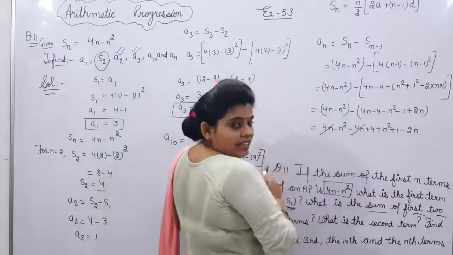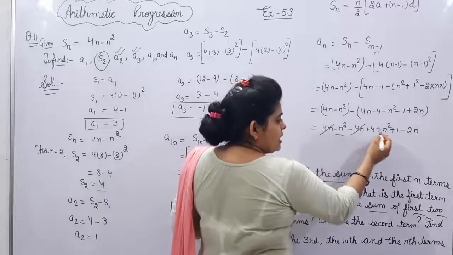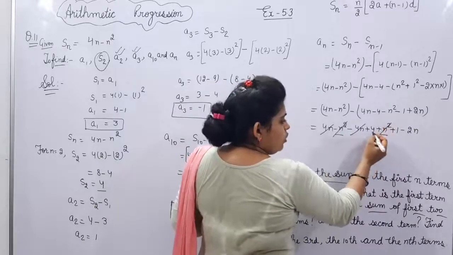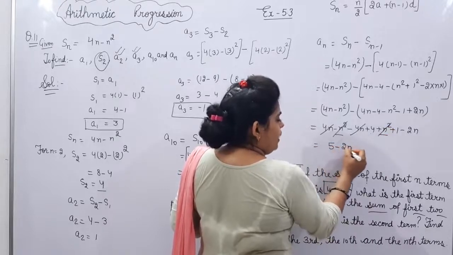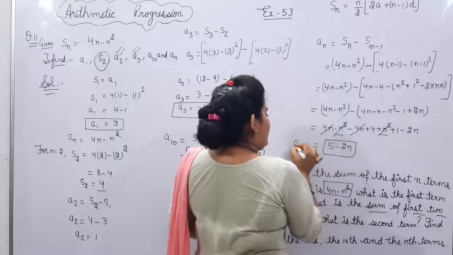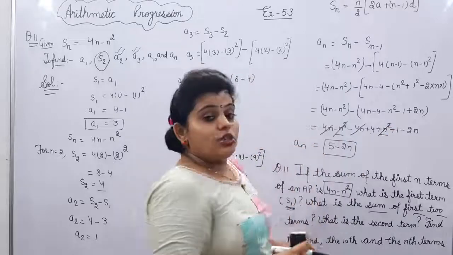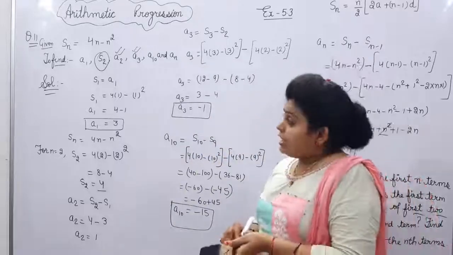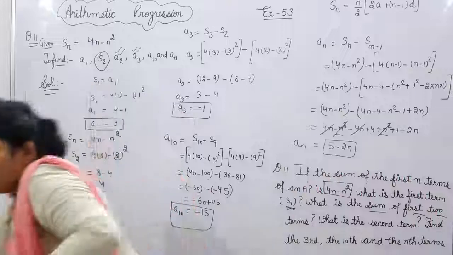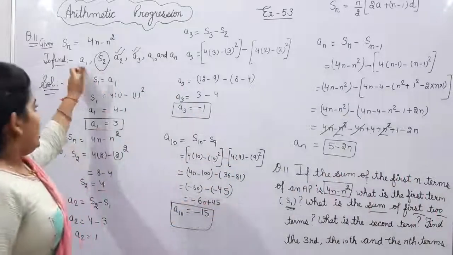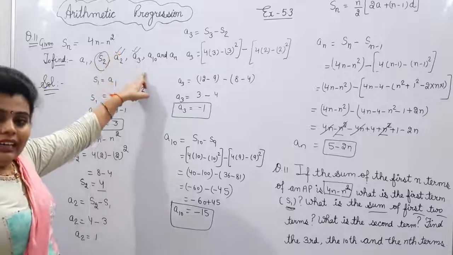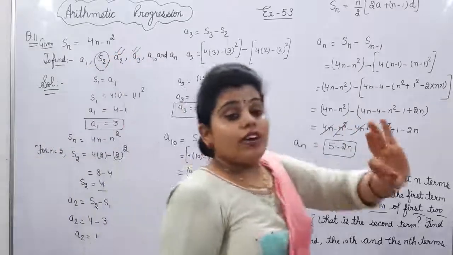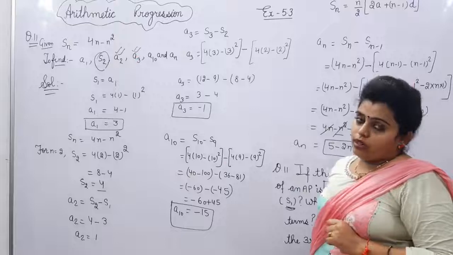4n minus 4n cancel out, minus n square plus n square cancel out. From here 4 plus 1, 5 minus 2n. This is our nth term. Yes dear students, only one thing is given, Sn is given, and using this Sn we are finding a1, a2, a3, a10 and an. सिर्फ Sn given है और उसका use करते हुए हम ये सब find out कर रहे हैं.